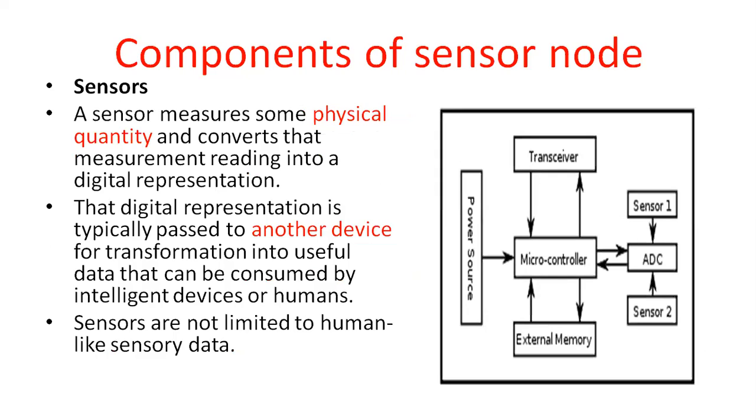Coming to the last and final component in this sensor node, the sensors. The sensor node consists of different sensors. What is a sensor? A sensor measures some physical quantity, like temperature, humidity, or water, and converts that measurement into a digital representation, or it may convert it to an electrical representation. That digital representation is passed to another device for transformation into useful data that can be consumed by intelligent devices or humans. The sensors are not limited to human-like sensory data. That is the main purpose of using the sensor node.